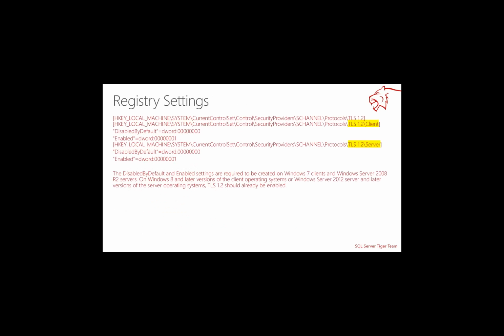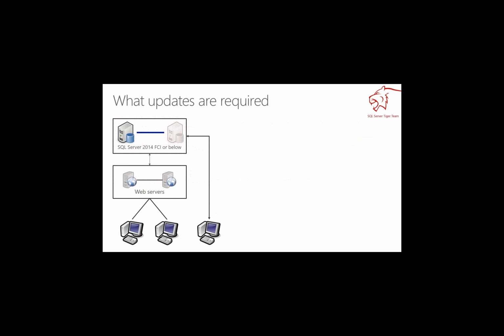So let's go over to the next slide. This would probably make things a bit easier. Let's talk about a simple topology where you have a failover cluster instance, which is SQL Server 2014 or below. Let's say you have a bunch of web servers serving that particular failover cluster instance, and you have applications connecting to SQL Server in two different forms. At the bottom, you see there are two clients connecting to the web servers. On the side, you see a single client connecting directly to the SQL Server instance.